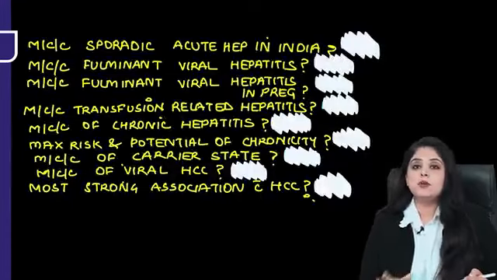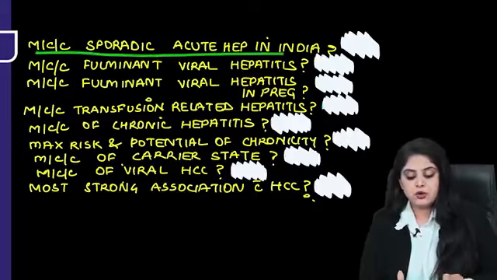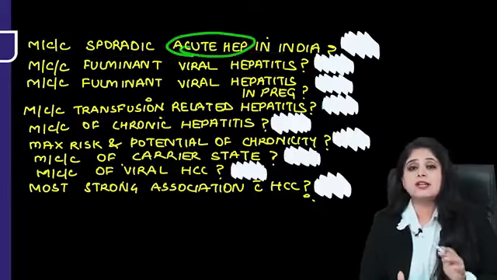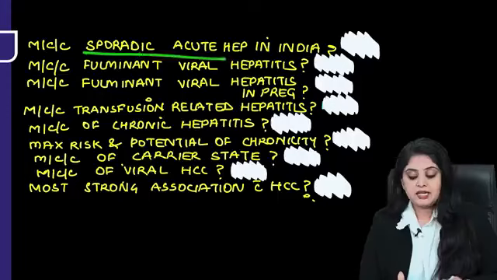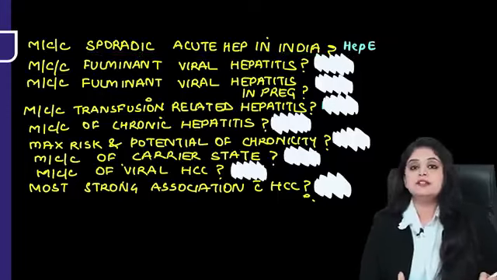I've got you in the form of a reveal and hide mechanism is what you're going to do. If I ask you, which is the most common cause of sporadic acute hepatitis? Acute hepatitis means the gastroenteritis one. Sporadic acute hepatitis in India, and your answer is going to be hepatitis E.